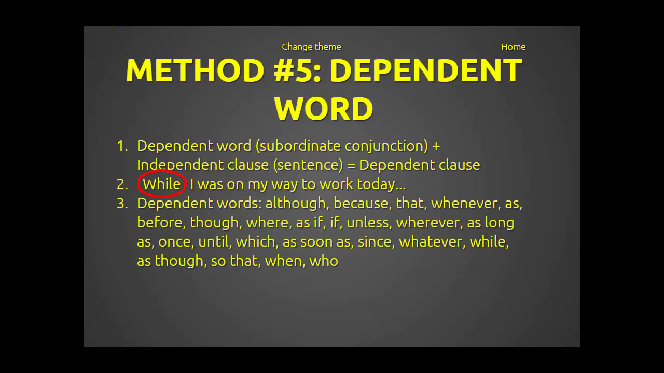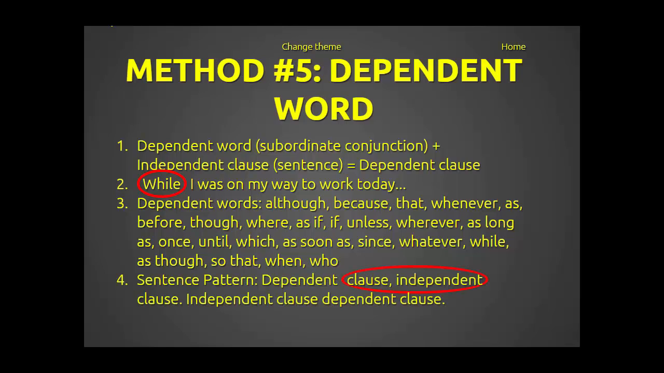So here are some of your dependent words, or subordinating conjunctions: although, because, that, whenever, as, before, though, were, as if, unless, wherever, as long as, once, until, which, as soon as, since, whatever, while, as though, so that, when, and who. And there's, again, more of these. So the sentence pattern is this. If the sentence begins with a dependent clause, you put a comma and then the independent clause. If the independent clause comes first, it's the independent clause, then the dependent clause, and no punctuation.